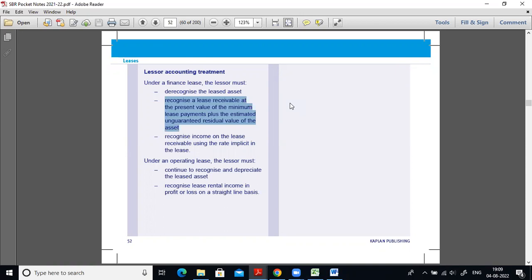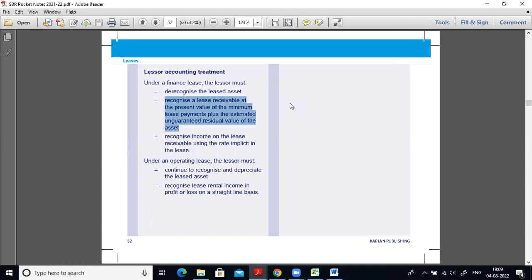Whatever residual value you are expecting on that particular asset will be added to this present value of the minimum lease payments. Suppose you are receiving 50,000 every year and the lease term is for 5 years, then the total value plus the estimated unguaranteed residual value of the asset. So this is what we need to recognize as a lease receivable.